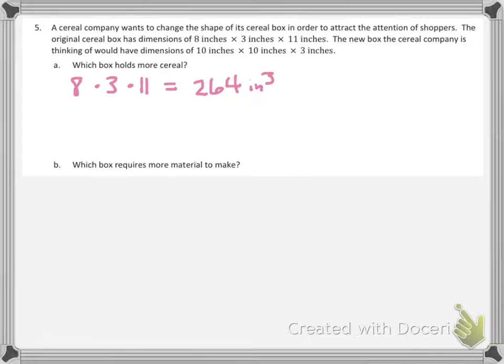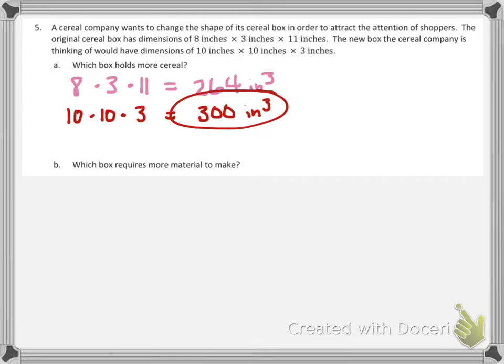And the new box is a 10 by 10 by 3. So that's 100 times 3, that's 300 inches cubed. So the new box would hold more cereal, 300 cubic inches versus 264. Which box then requires more material to make?